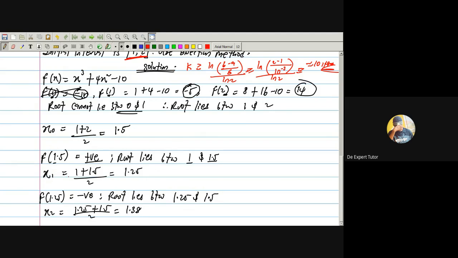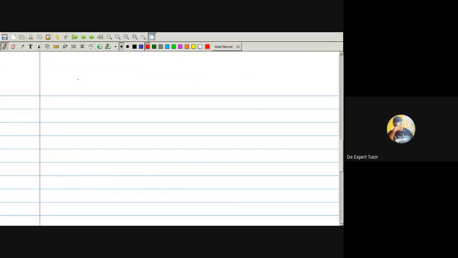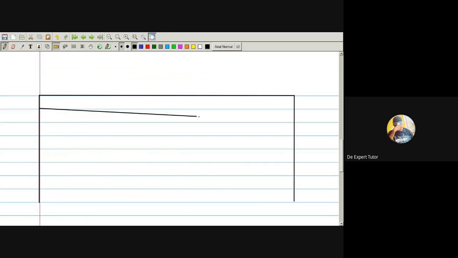Now let me show you how to put it in a table, because I would like you to put it in a table instead of doing all this. Let us see how to put it in tabular form. So just show that iteration. Or if you don't want to calculate the number of iterations, don't worry.